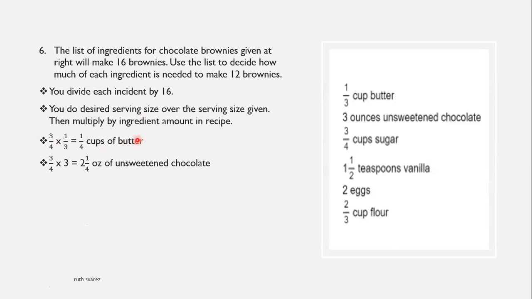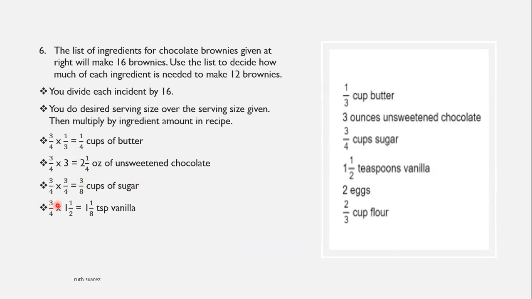We continue doing that the same way. The 12 over 16 reduced is going to give you 3/4 times 3 ounces of unsweetened chocolate. So multiply this and it is going to give you 2 1/4 ounces of unsweetened chocolate. Next, you do the same thing again, which is 3 over 4. And this time is going to be by 3/4 cups of sugar. So 3/4 times 3/4 is going to give you 9 over 16 cups of sugar.